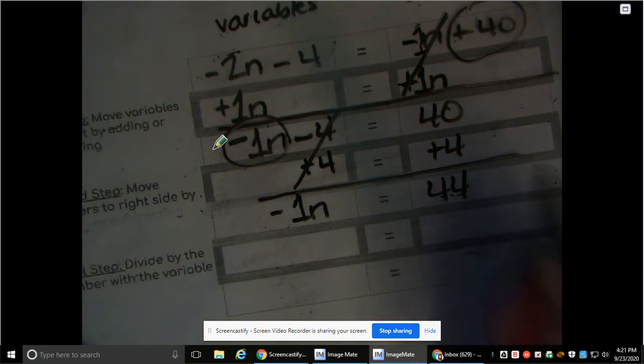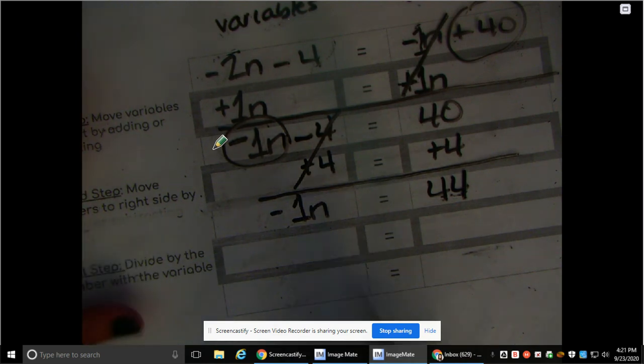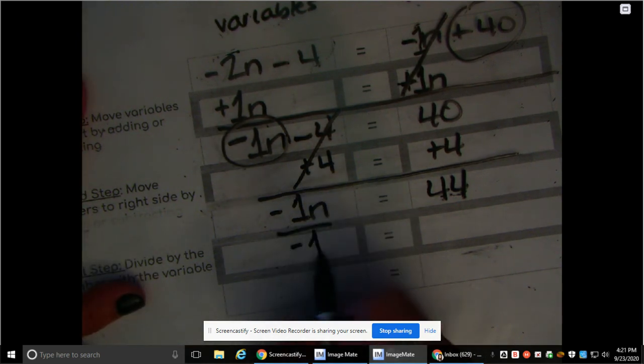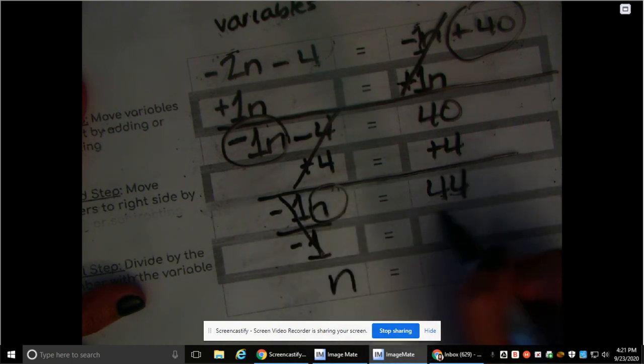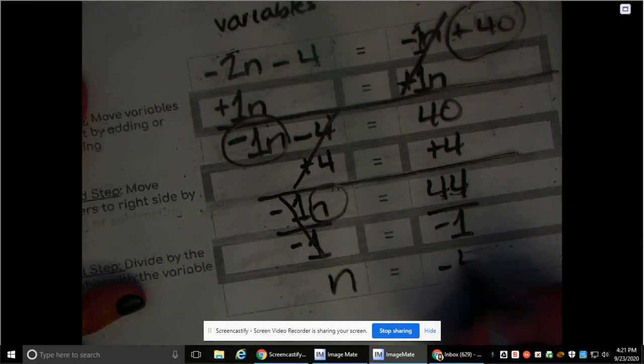Your last step is to divide by the number that's with the variable. I'll divide by negative 1. That'll cancel these out, and all you're left with is n. On this side, I'll take 44 divided by -1. A positive divided by a negative is a negative answer, so your answer is -44.